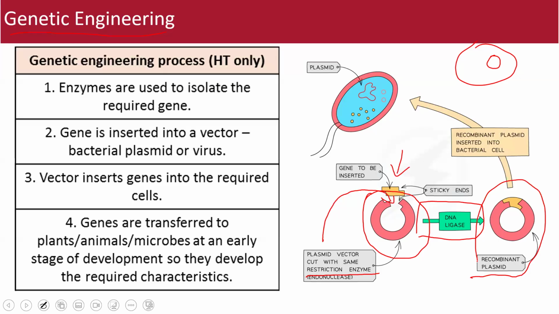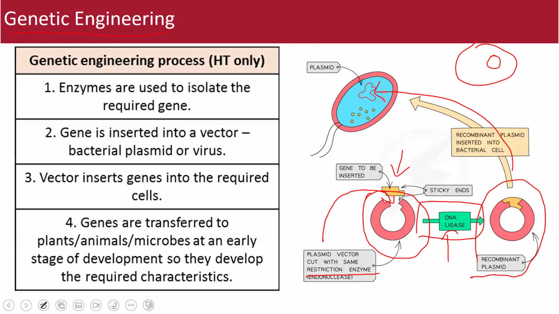So you've got a ring of DNA from a bacteria. You use a restriction enzyme to cut out a chunk. You use another restriction enzyme to put in a chunk. You fix it with DNA ligase. That is then called recombinant plasmid. You then put it back into a bacterial cell.